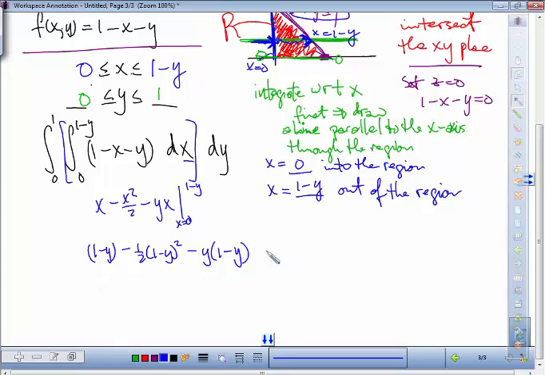All right, let's simplify this a little bit. 1 minus y minus 1/2 1 minus y squared, positive, negative y. Correct me if I'm wrong. There's going to be a good chance that I'm going to be wrong somewhere.